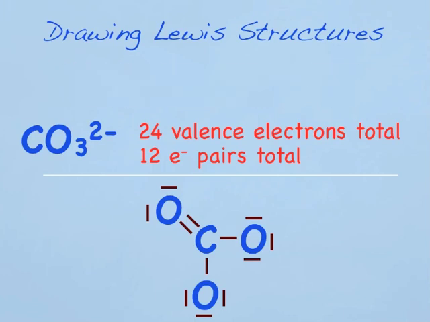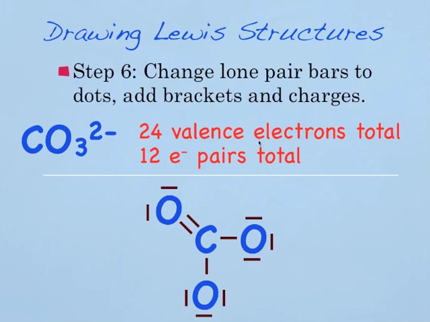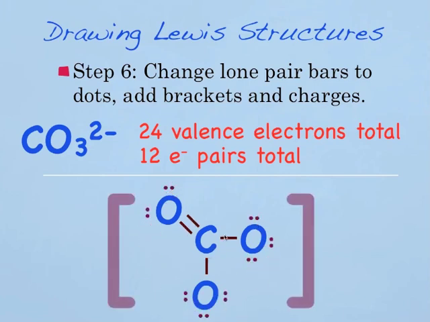So now we just need to finish step 5 and step 6. That's to change any of these lone pair bars to dots and add brackets and charges. So we're going to leave these bonds alone here. We're going to change only the dots, the lone pairs to dots. Add the brackets. And we need to copy this charge right there to make sure that we have written out the Lewis structure correctly. So those are basically a review of what we ended in class on Wednesday.